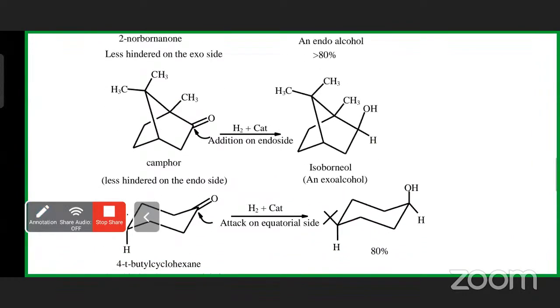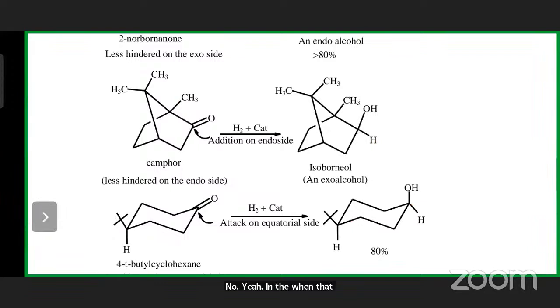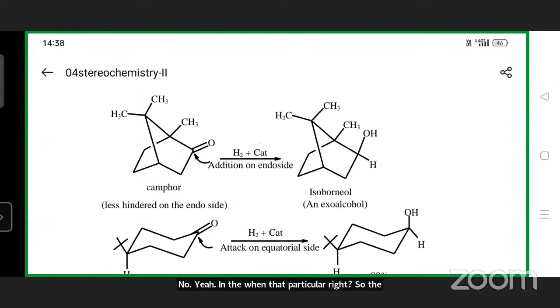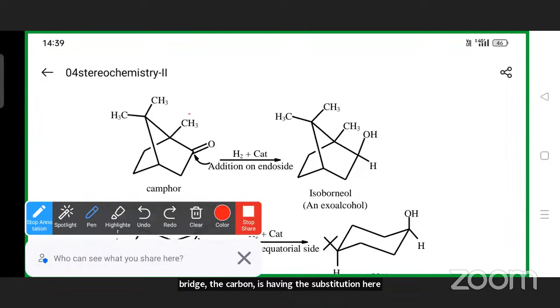Now here, the bridged carbon is having the substitution. This center is blocked here. That is camphor. Camphor is a terpenoid. So in this camphor, you see the carbonyl group at the second position, 1, 2, 3, 4, 5, 6. At the sixth position, you see the methyl group here, C6 carrying the methyl group. So this center is blocked here.